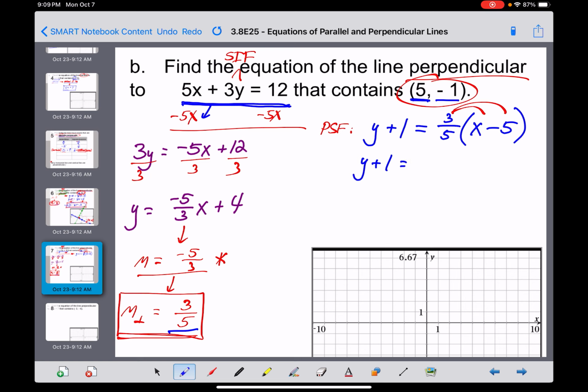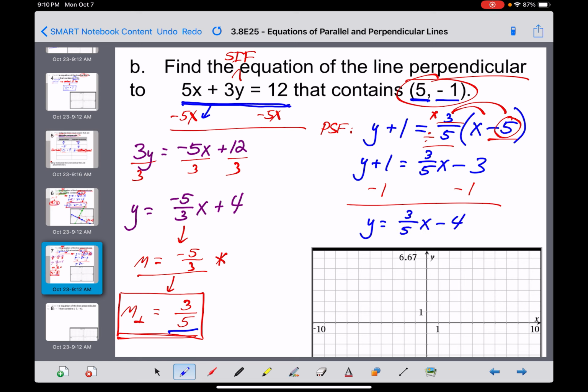Y plus 1 is equal to, we now have a 3/5 x minus, and here's the magic trick I taught you guys a while ago. Take the whole number, 5, divided by the number on bottom, and then times the number on top. 5 divided by 5 is 1. 1 times 3 is 3. Last move now, guys. Let's subtract a 1 from both sides, and this should be our answer. Y is equal to 3/5 x minus 4.